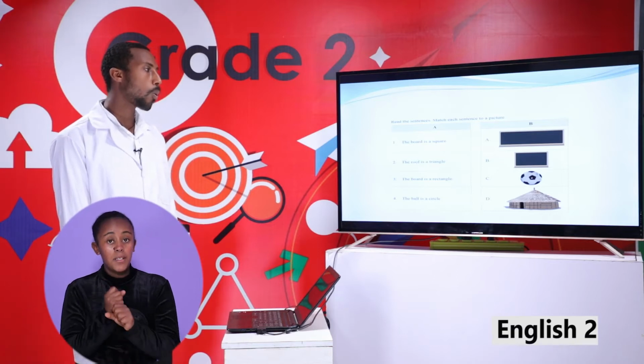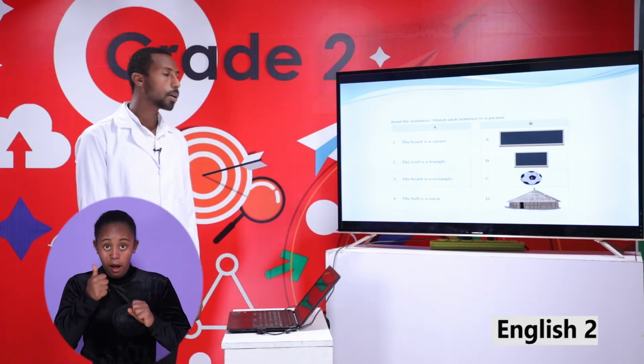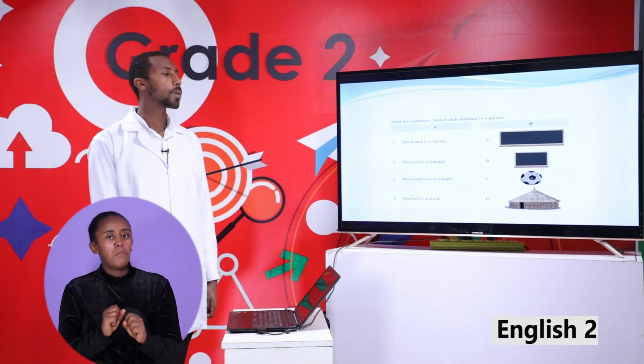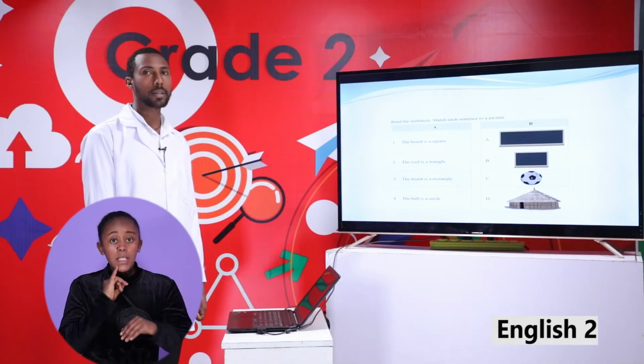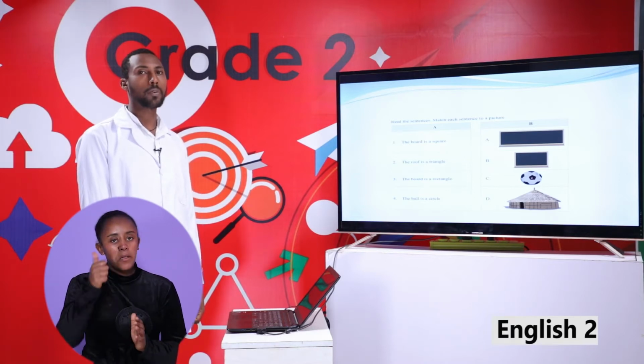The question says, the board is a rectangle. So, what will be the answer? Well then, students, the answer is A, because the board has a rectangle shape. So, the possible answer for this question is A. Let us go to the last question. The last question, number four, says, the ball is a circle. So, what will be the possible answer for this question, students? I give you 10 seconds for this question.